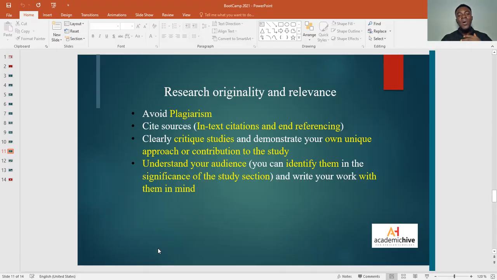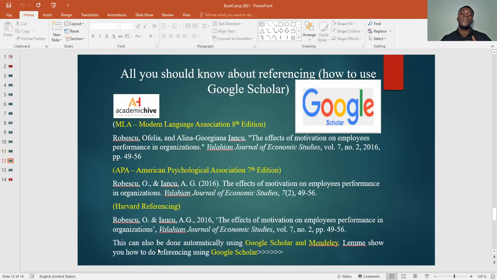Now, let's talk about something else. All you need to know about referencing. Referencing can be done using Google Scholar and Mendeley. But for this session, we will talk about how to do referencing using Google Scholar.